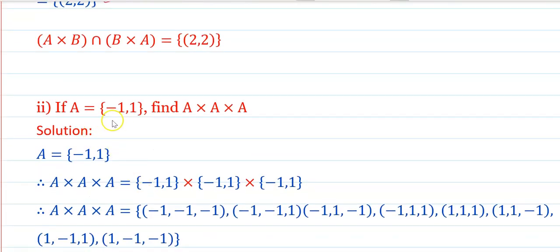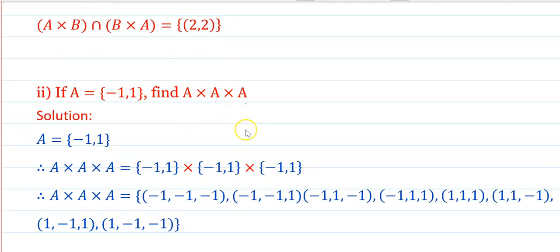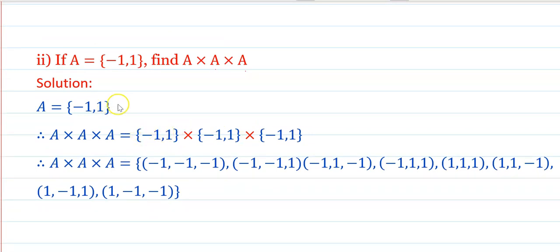Now the next is again A is {-1, 1}. Then find A cross A cross A. I had explained this type of example also in our previous exercise. You can see this here. First here you can take -1, and here we had taken 1. Next here again -1 and 1. And the last one was again -1 and 1 in this way. And for this also we will do the same, -1 and 1.